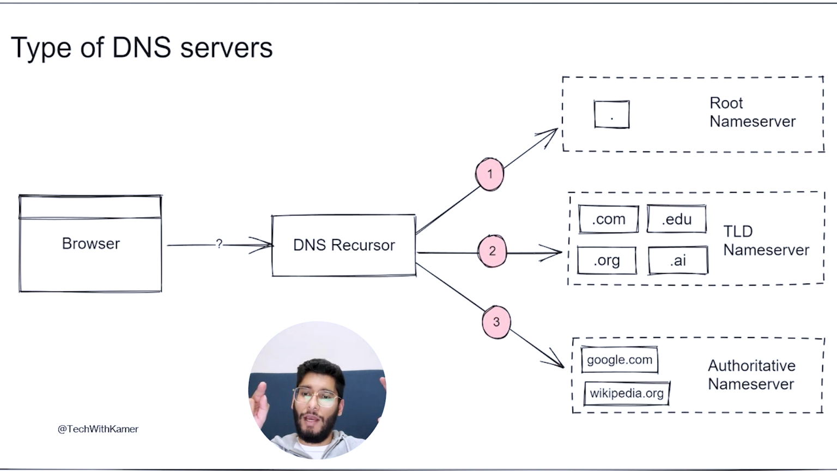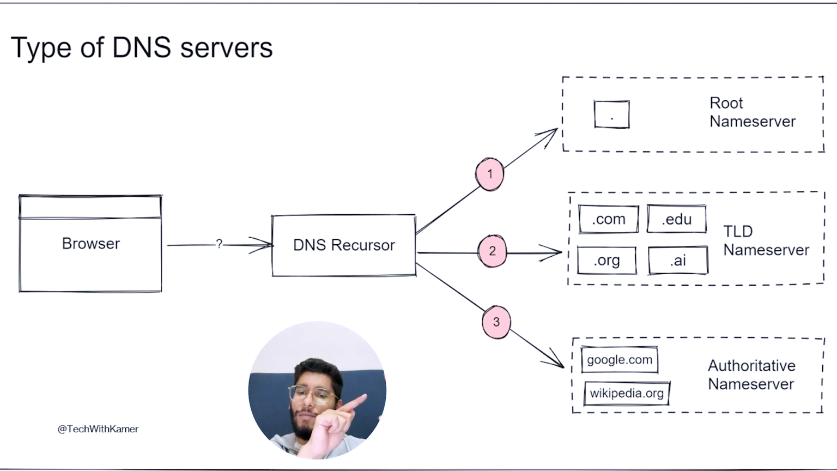On the TLD side we have many different racks, we can say .com, .org, .edu or .ai, but in this case we know that google.com is a .com, so we go to the .com TLD name server. From the .com TLD name server, the TLD server will return the specific authoritative name server, the specific section on the rack where all the Google queries or all the domains are. So from the second section, we again get the response back to the DNS recursor.